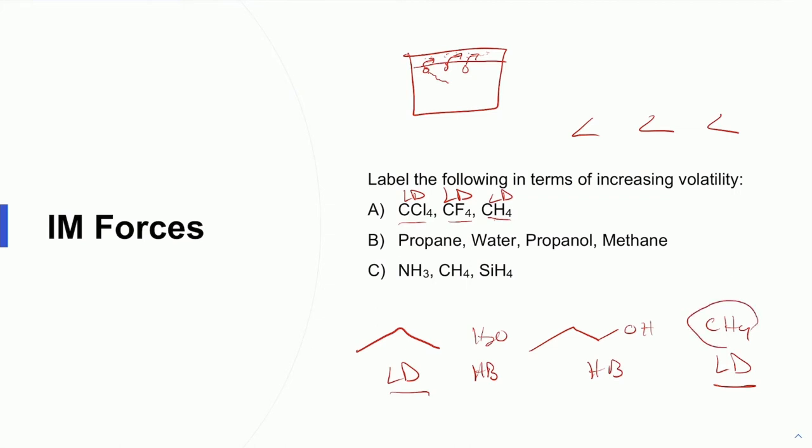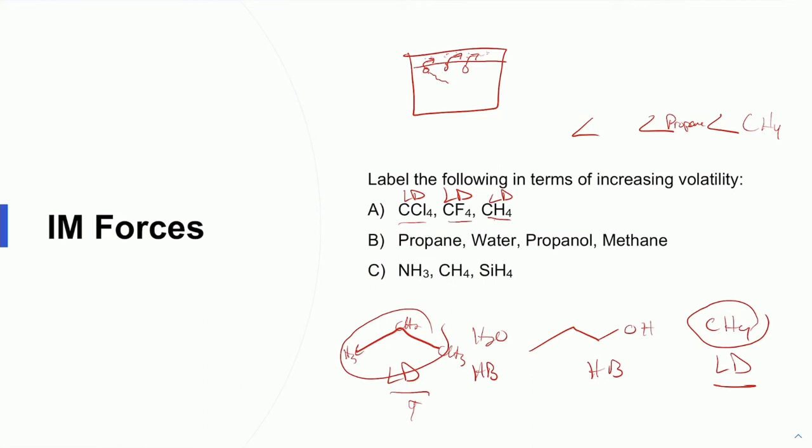CH4 is clearly smaller than propane. Because remember, propane is CH3 over here, CH2, and then CH3. But this is just CH4. So it has a smaller electron cloud, which means it has weaker London dispersion forces, which means it has the highest volatility. And then by default, because it's the next London dispersion force, I'm going to assume that it's going to be propane. So propane there, because it doesn't have anything else. It's just got the hydrocarbons there.